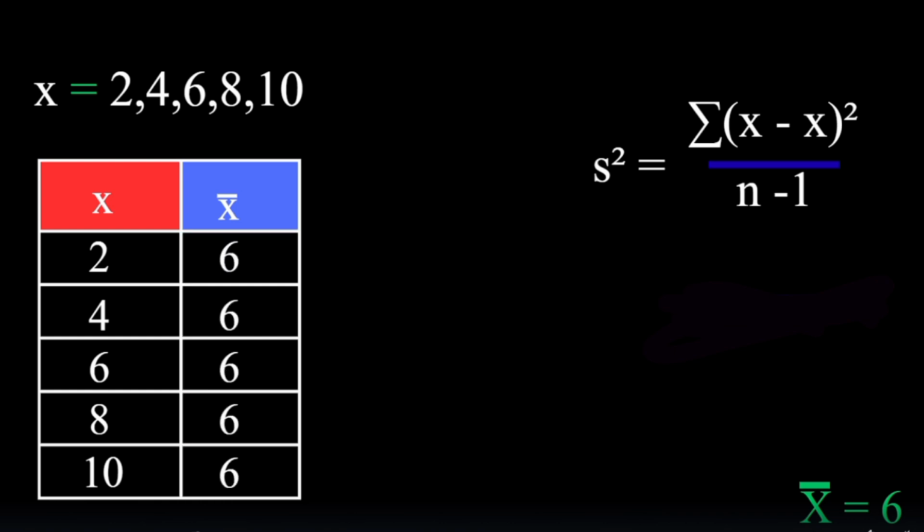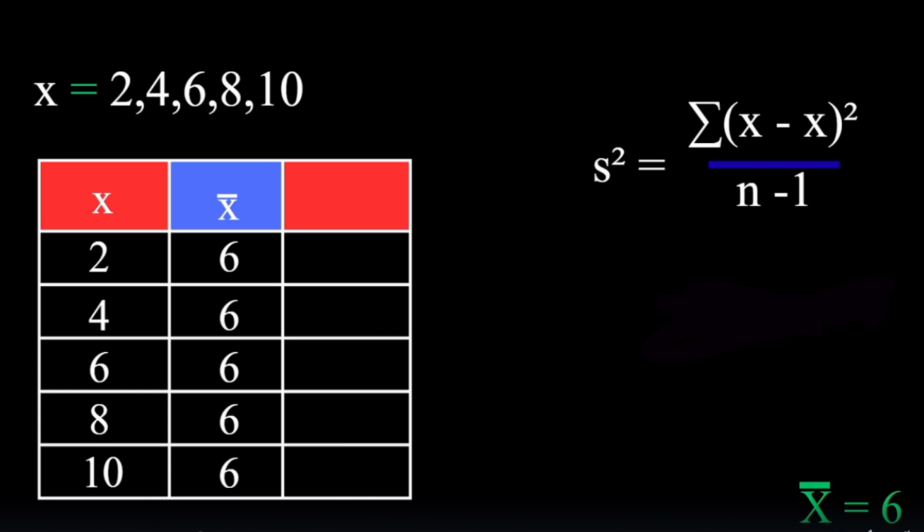Now we shall add another column for x minus x bar. And to solve for this is very easy. We first consider this row. We subtract 6 from 2, and that gives us negative 4. Then we move to the next row. 4 minus 6, that gives us negative 2. Then we have 6 minus 6, that is 0. Then 8 minus 6, that is 2. And lastly 10 minus 6, that gives us 4.